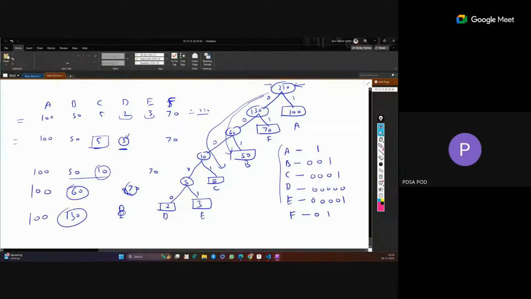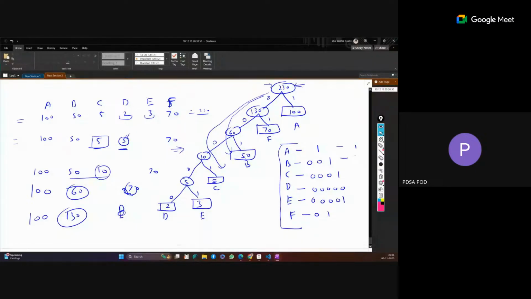So these are called Huffman codes. The first step is to generate a Huffman tree. After that, generate the codes. These are called Huffman codes. Here the lengths are different for each. Here the length is 1, here the length is 3, here 4, here 5, here 5, and here the length is 2.